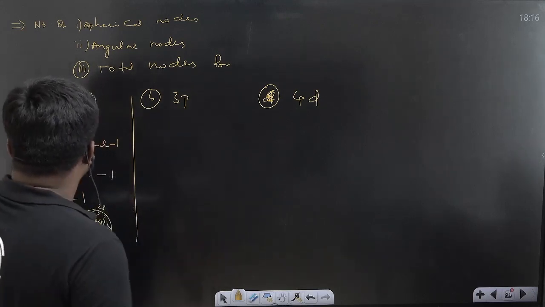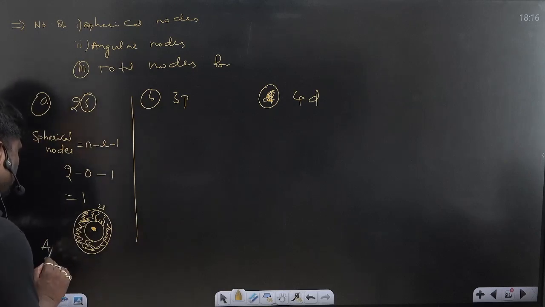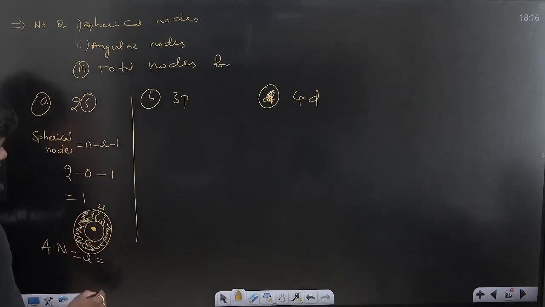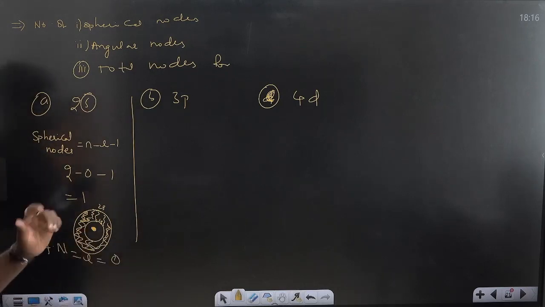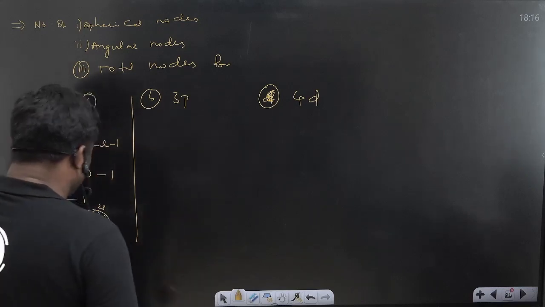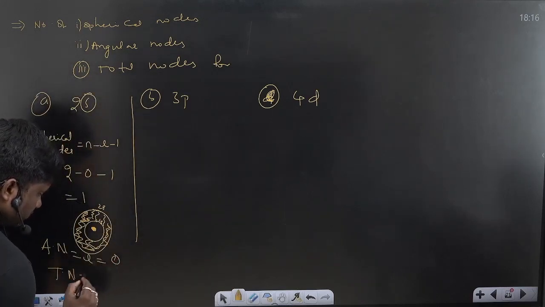And spherical nodes are angular nodes. Angular nodes is equal to L. L value is how much? 0. There is no angular node. Total nodes is 1 plus 0, that is 1. Total nodes, 1 plus 0 is 1.